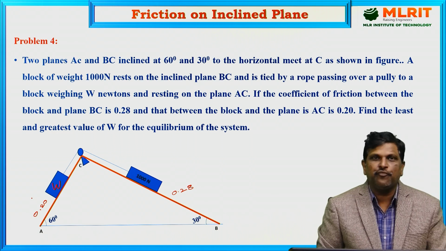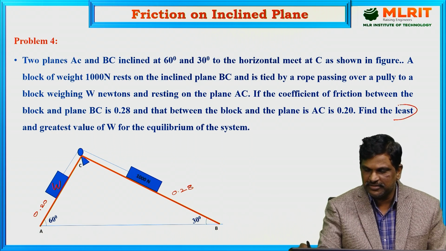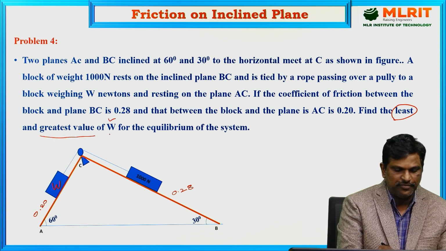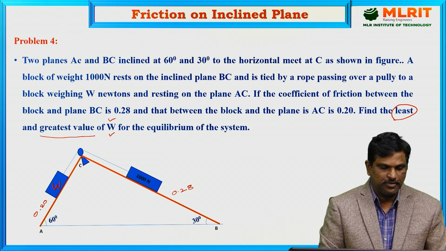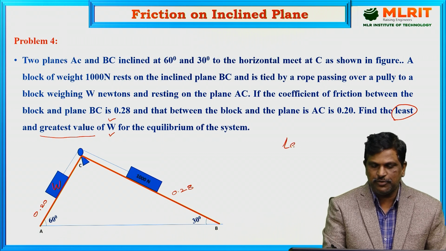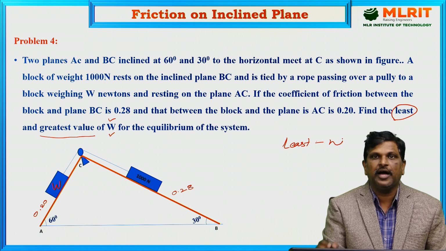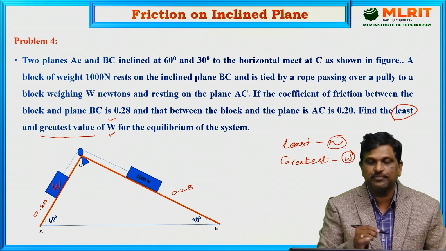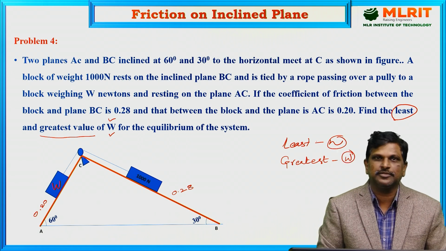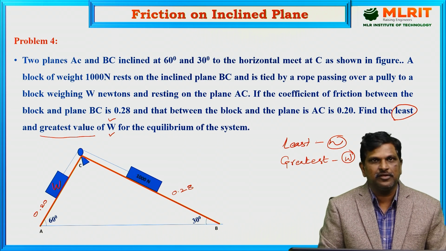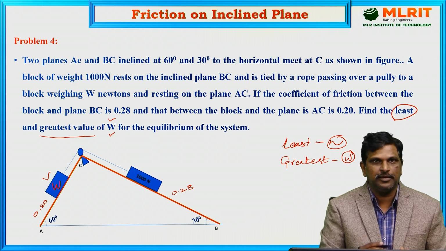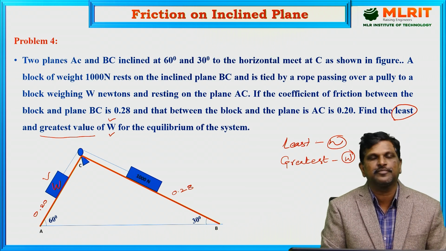Now find the least value of W and the greatest value of W. Here we have two cases: one is the least value of W and the other is the greatest value of W. We need to find the W value two times. These are two different cases. For the same given data, what is the least value of W and what is the maximum value of W to keep the body in this position, in the equilibrium position like this.